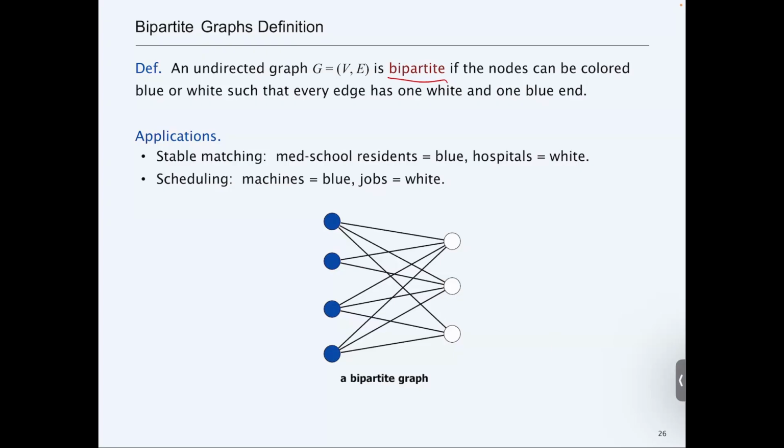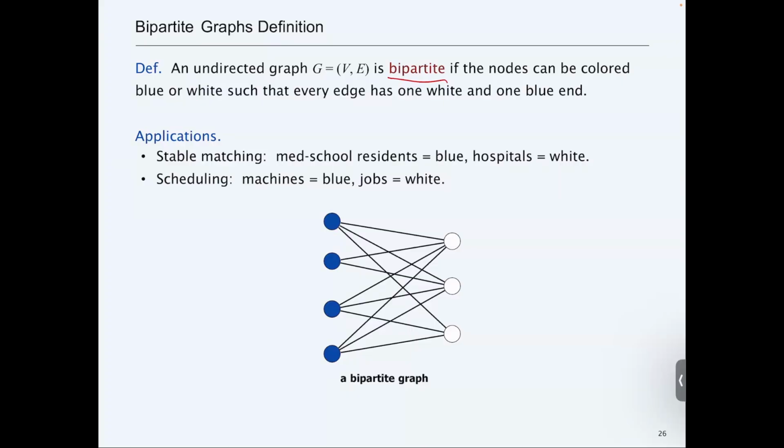This is a very natural definition that we have for many problems. So consider stable matching. It doesn't make a lot of sense to add an edge between two hospitals, because what does it even mean for two hospitals to be connected? Or what does it mean for two med students to be connected? Maybe it means that they're friends, but in terms of stable matching, who cares, right? The only thing that we care about is whether or not a student gets paired up with a hospital.